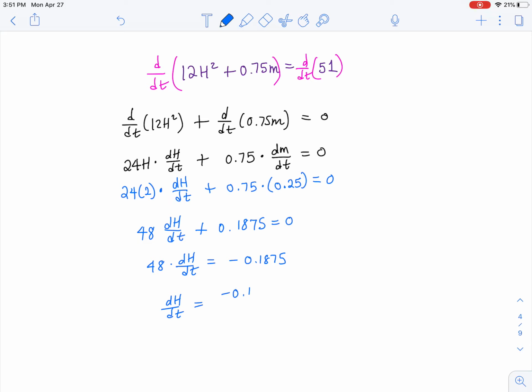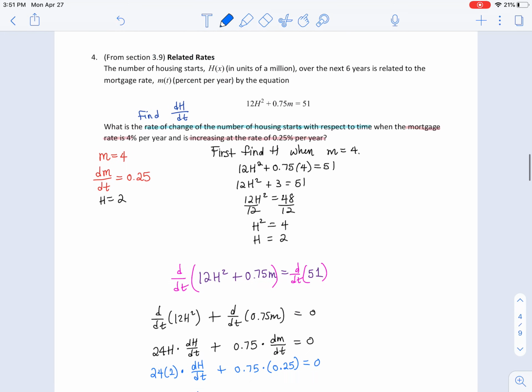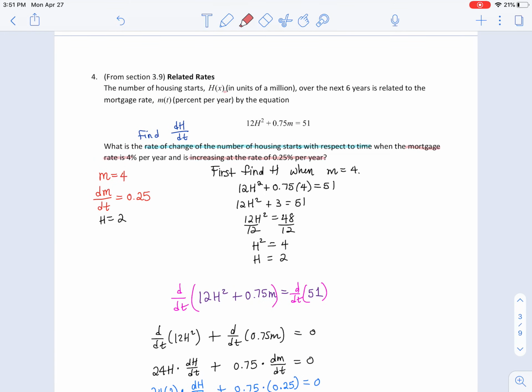dH dt is actually negative. Negative 0.1875 divided by what number? 48. Now, let me type this into my calculator. Negative 0.1875 divided by 48. That's going to be negative 0.00390625. Now, why did I write all this number down? Because listen very carefully. What was the unit of H? H was in millions, units of a million.